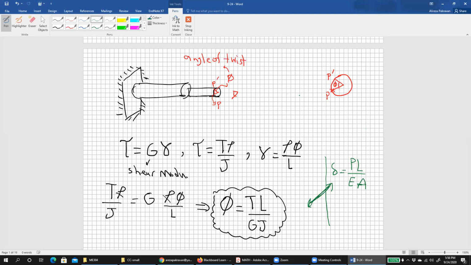What does the L represent? L represents the length of each segment. For example, if you have a segment right under the torque, this is L. So for this case, here could be L, or if you find an angle of twist here, this could be L. This is the length of the shaft. Does it make sense to you?